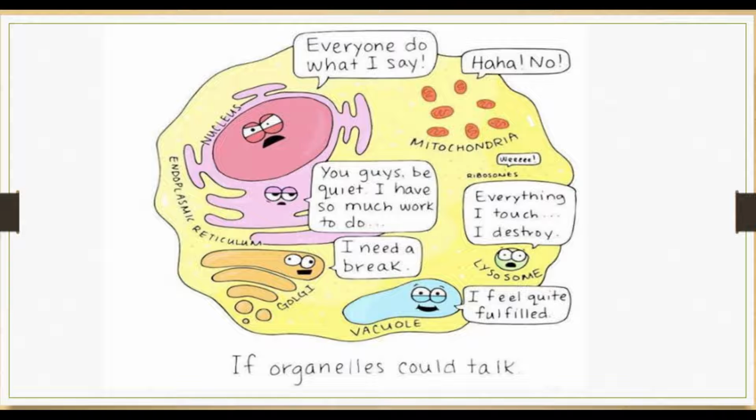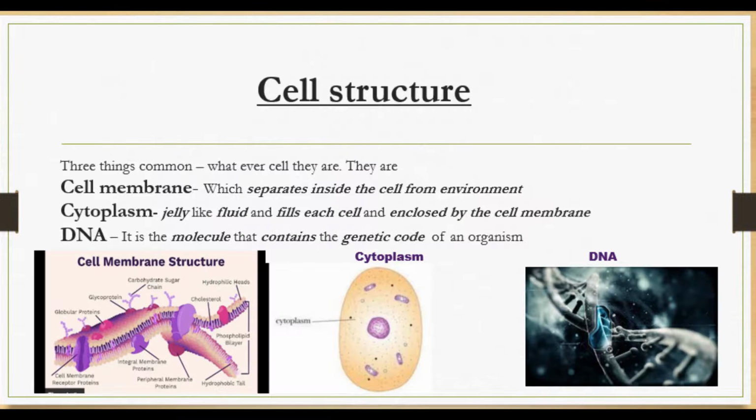Cell structure. In this slide you can see three pictures, right? A cell membrane structure, a cytoplasm and a DNA. These are the three things that are common in any cell, whatever cell structure they are. These three are common: the cell membrane, the cytoplasm and the DNA. Let's discuss what these are very briefly.